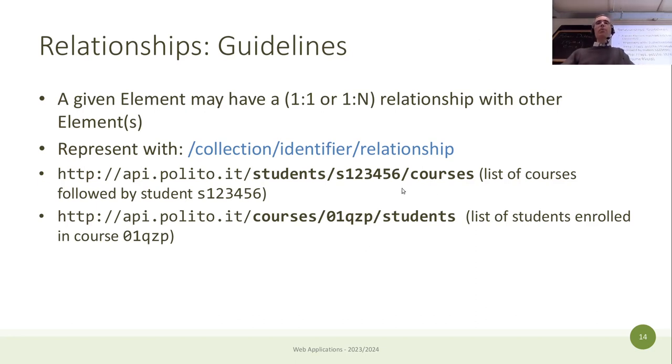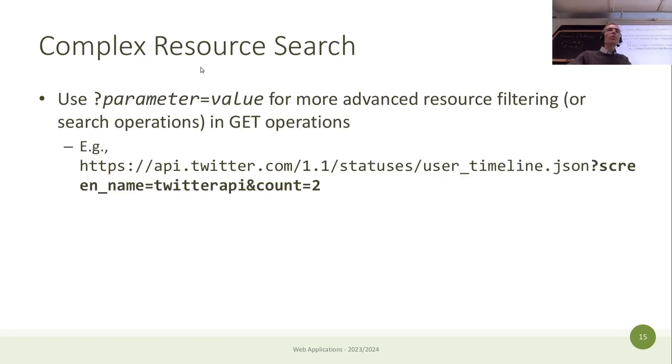Other examples could be the opposite, like all students enrolled in a course. So you take the collection of courses, you identify a certain course, and you ask for the students, okay? But this meaning is decided by us. This is just an example of how to create a path which is reasonable, okay? When you have to perform complex searches, maybe the path is not enough. You have different values, and a variable number of values, for instance, which is always difficult to handle.